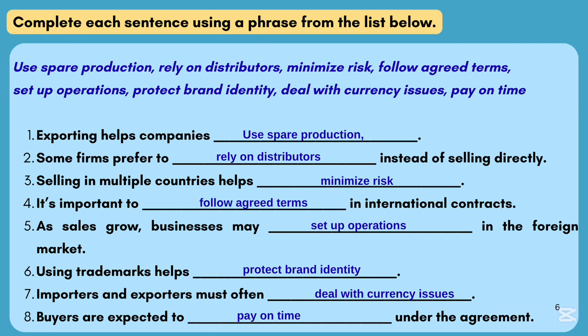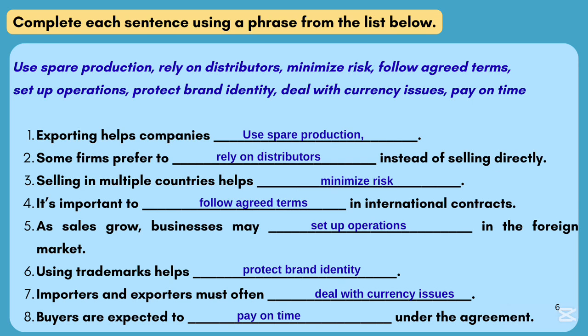Question 5. As sales grow, businesses may set up operations in the foreign markets. This gives them better control and faster service. Instead of shipping everything from their home country, they can respond quickly to customer needs and reduce delivery time and costs. For example, they may open a warehouse in Mexico to serve Latin America.